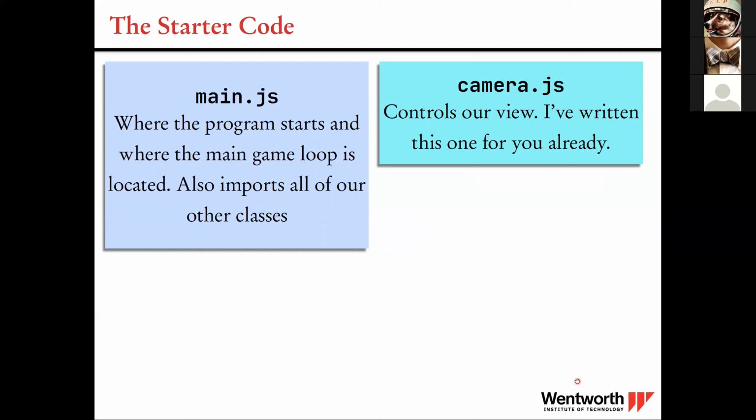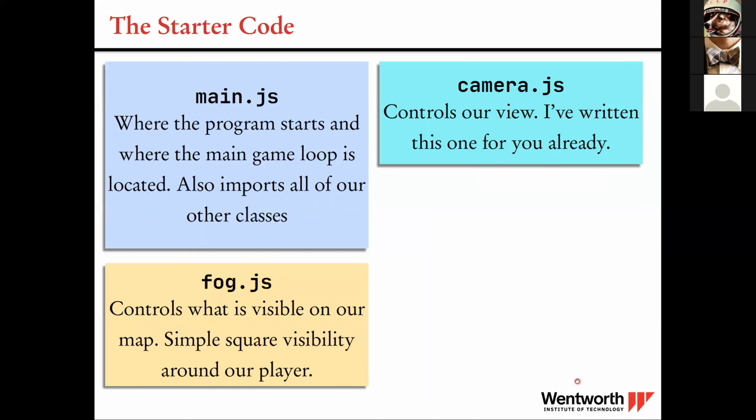It takes a lot of tweaking because you have to deal with things like the screen size you're using. So I figured we would just leave that one already finished for you guys. We have a fog.js file. It's going to control what's visible on our map at any moment. We're going to have square visibility around our player. It's not super realistic, but it'll be relatively simple for us to do, and it's going to be quite nice if you want to change it in the future. You can just change how the loop goes over this.